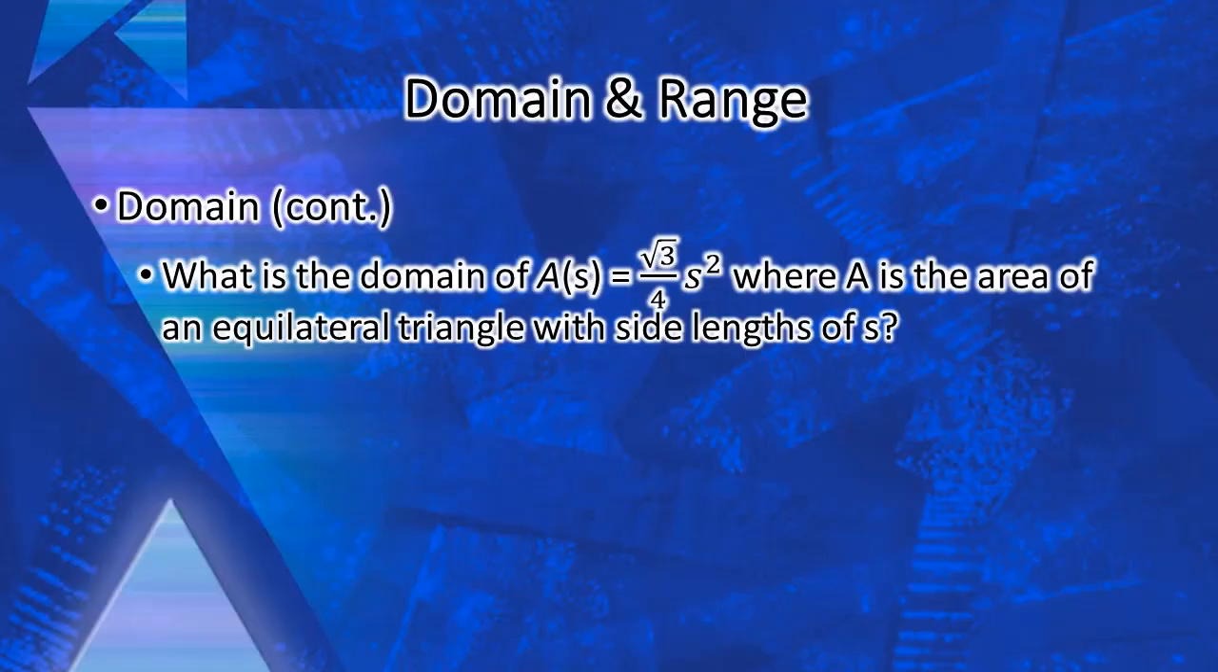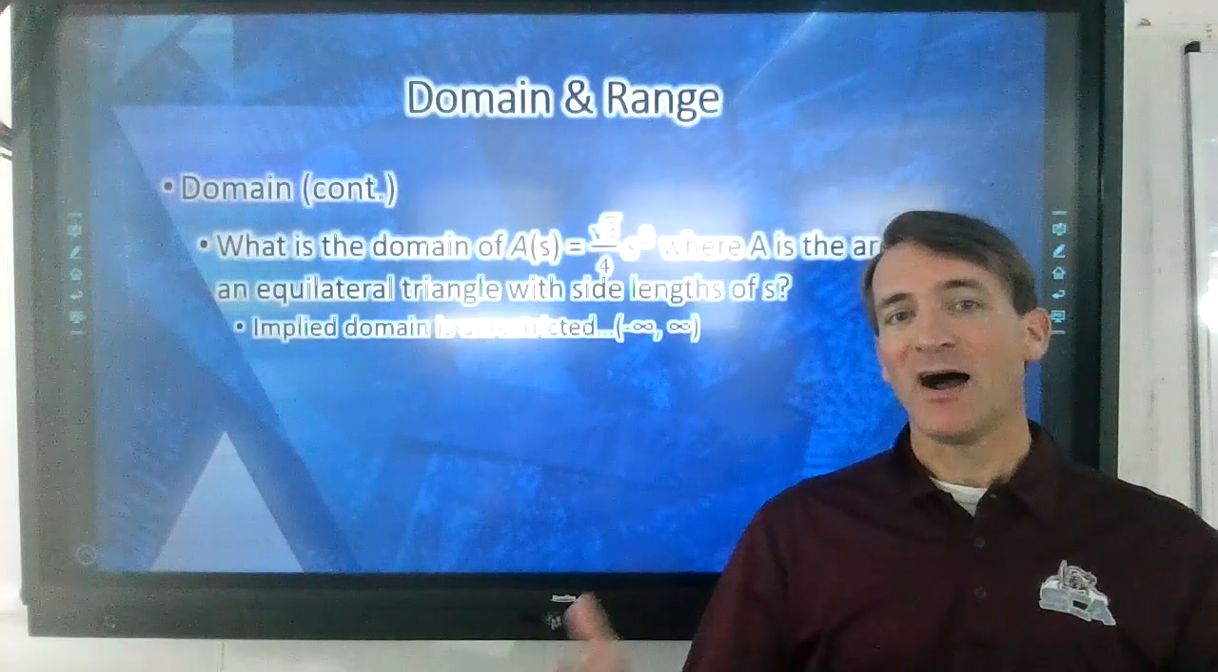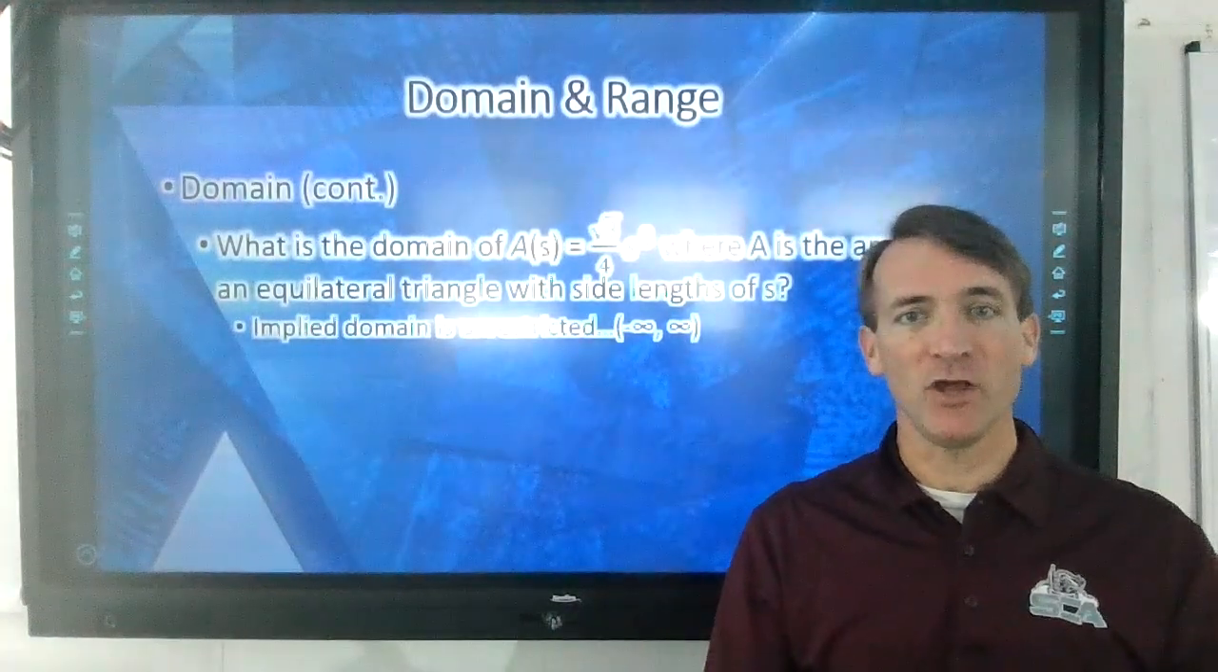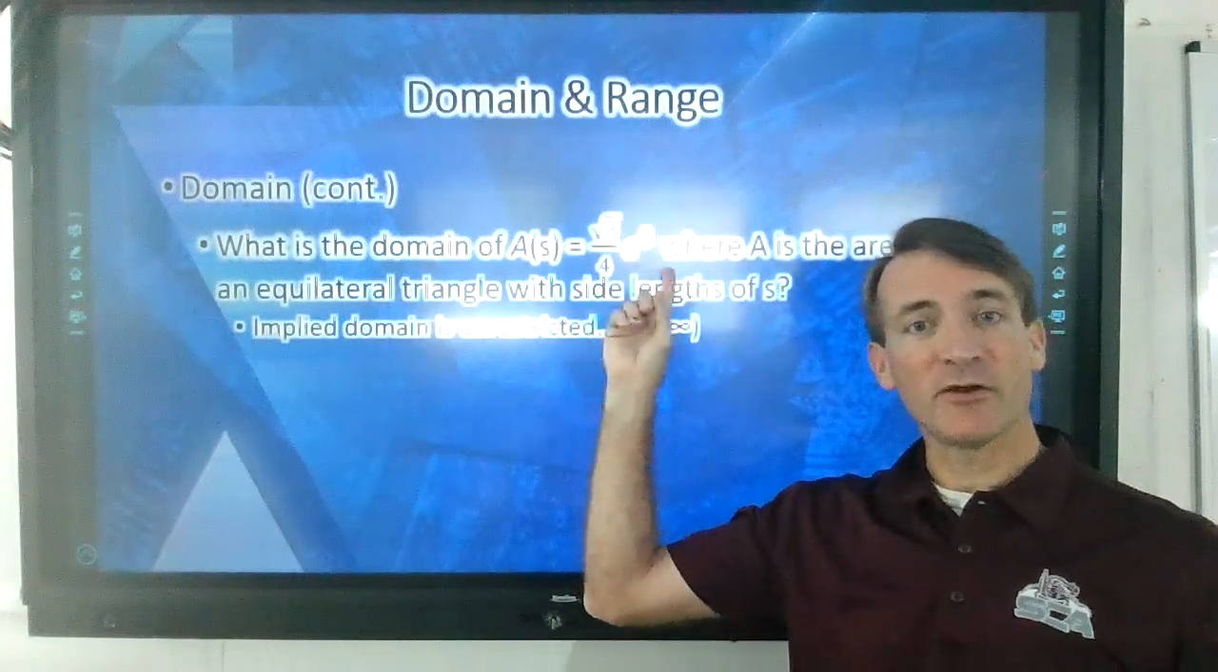Try this one. We want to find the domain of A of s is equal to the square root of 3 over 4 times s squared. It also gave some information where A is the area of an equilateral triangle with a side length of S. So my implied domain would be all real numbers from negative infinity all the way to positive infinity if all I had was the equation. However, I have more information than just the equation. Along with that equation, I have some information about what these letters represent.